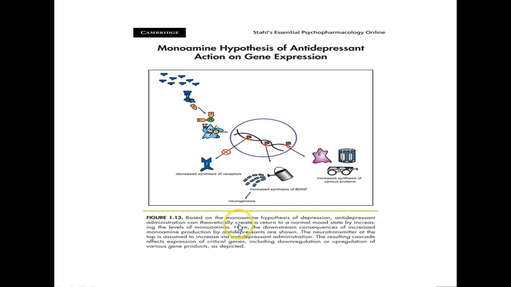Next slide. Again, we see, based on the monoamine hypothesis, antidepressants can theoretically create a return to a normal mood state by increasing the level of neurotransmitters. As you can see here, antidepressants, when added, through a number of cascades of reactions, can cause action on the DNA and certain receptors, causing upregulation of proteins, leading to increased synthesis of various proteins. One of the increased proteins that is closely correlated with the onset of antidepressant effect is BDNF, brain-derived neurotrophic factor, which leads to neurogenesis and ultimately response to the treatment.